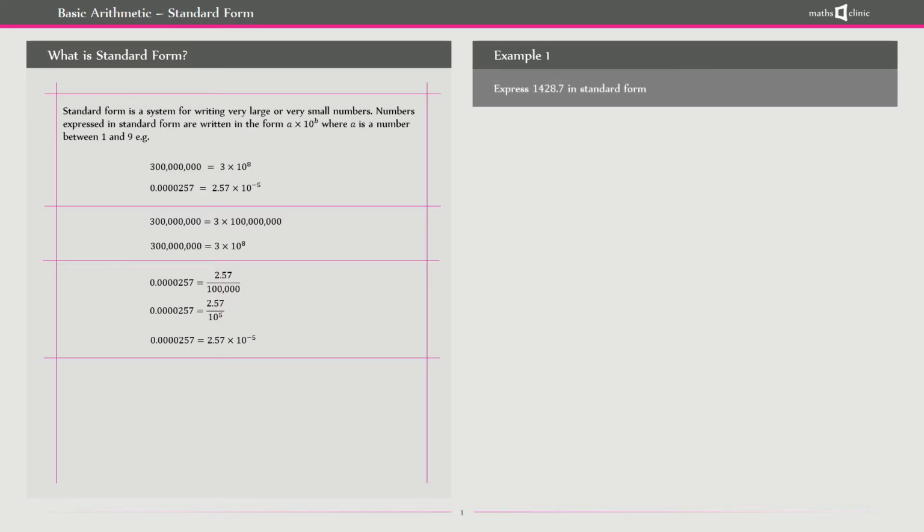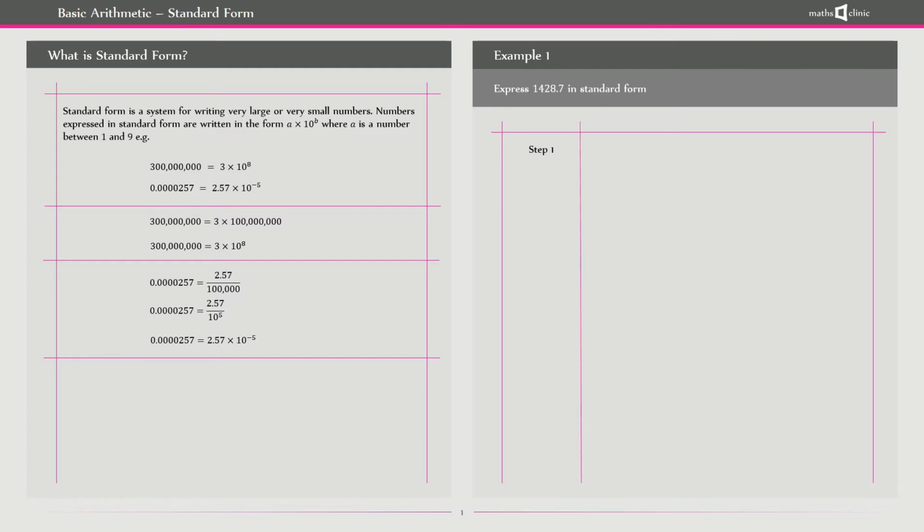And example 1 says express 1428.7 in standard form. Okay, so 1428.7 is a fairly large number, and we want to express it in standard form. Now, the first thing we want to do is identify the standard number. To get that standard number, we pretty much just need to move that decimal point.